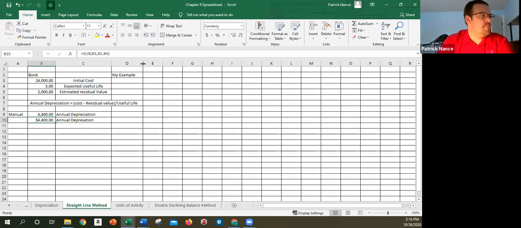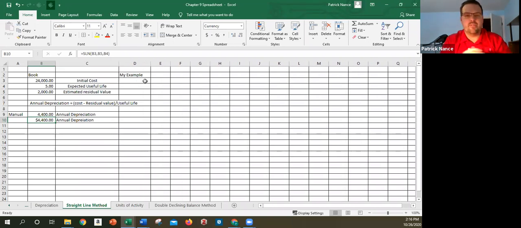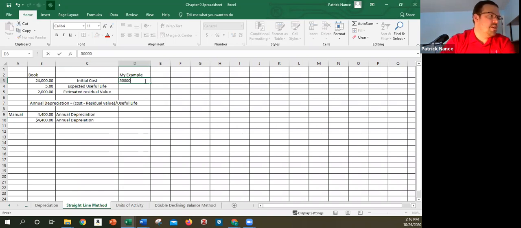So now we'll do my own example. Let's say that I'm going to buy an 18-wheeler truck, and I'm using it in the course of business. Let's say that truck costs me $500,000. It's a nice big 18-wheeler truck, maybe it comes with a trailer too, but it's $500,000. Its expected useful life, we're going to say, is 10 years. And its estimated residual value at the end of 10 years is going to be $100,000.